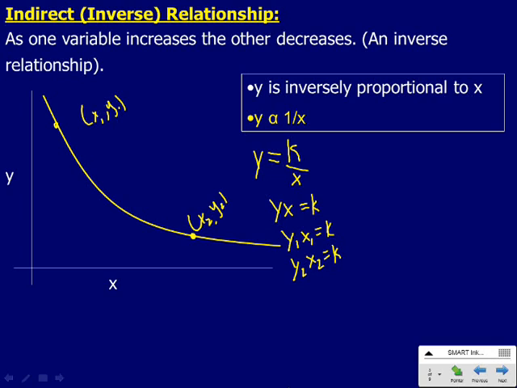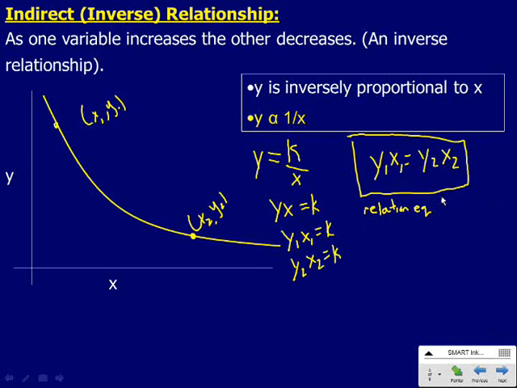Because they're on the same curve, the k is the same, and therefore we can say that y1 times x1 equals y2 times x2. And that is the relation equation for an inverse relationship.